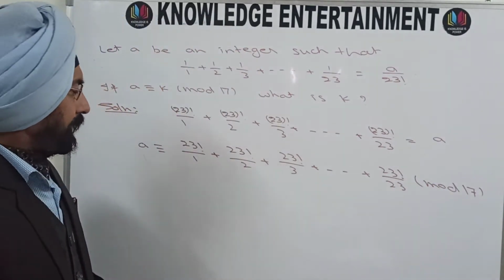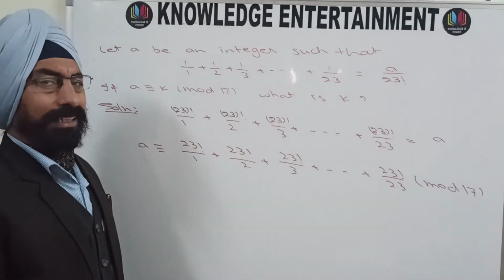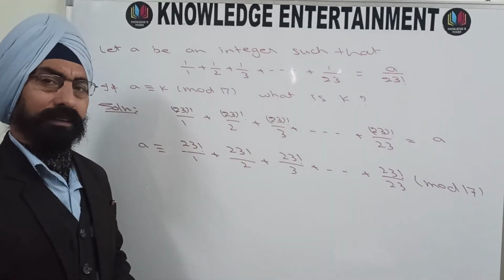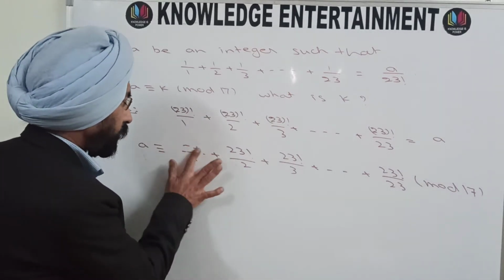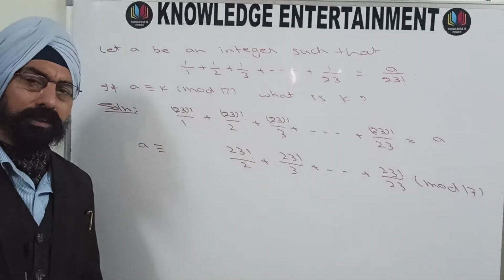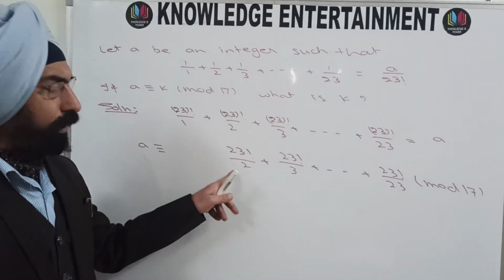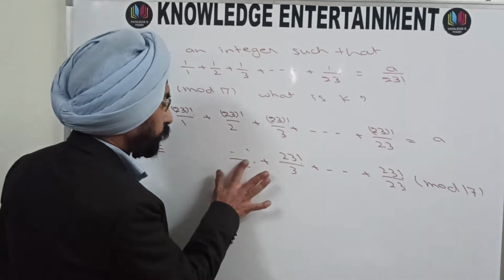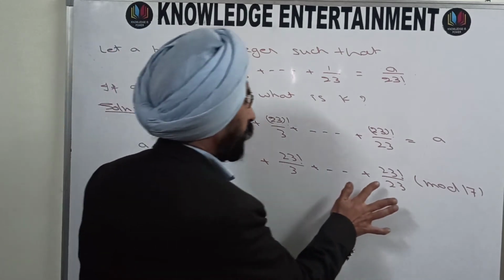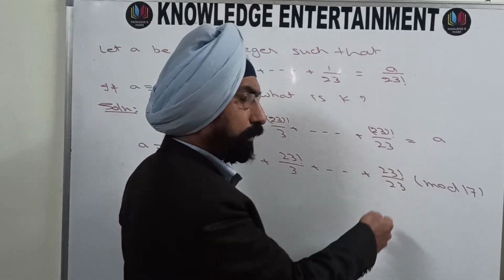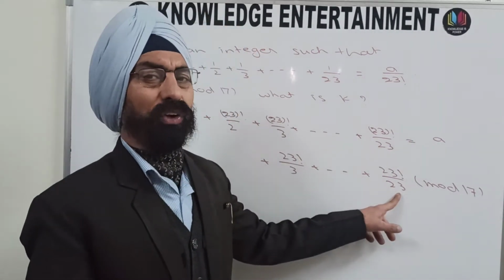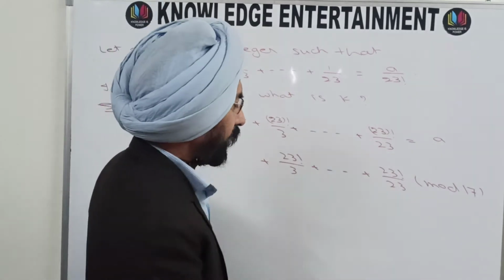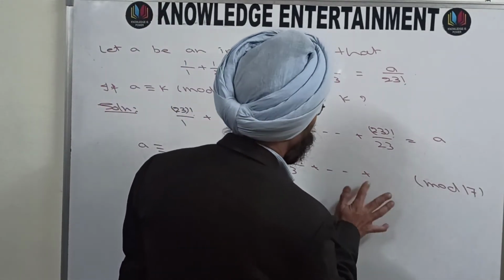Now look that this first term is a multiple of 17 because 23 factorial will have 17 as a factor. So this is a multiple of 17, so can be removed. The second term, once again, is a multiple of 17 because 23 factorial upon 2 will have 17 as a factor. So this can also be removed. Similarly, all the terms, even this term, only 23 will be cancelled and you will be left with 22 factorial. And 22 factorial also contains 17 as a factor, so it is a multiple of 17, so can also be removed. So you will be left with only one term.